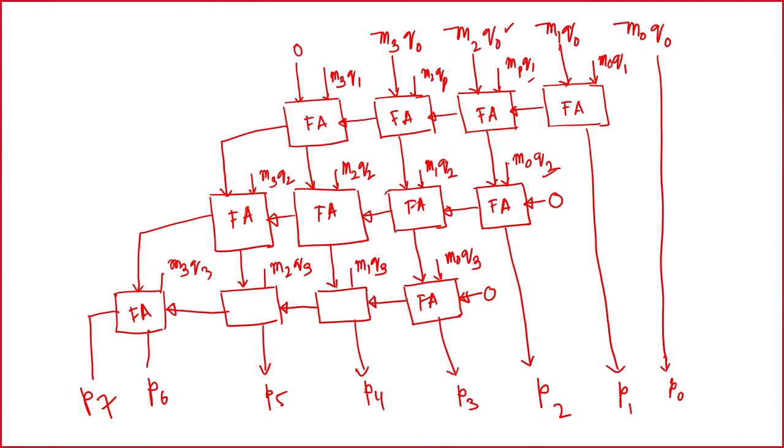Now, what will be the delay? See, here we assume that each full adder will have 2 gate delay. So, this will be 2, 4, 6, 8. So, these outputs will take 8 gate delay. After 8 gate delay, this output will come. So, it will take another 2 gate delay and then another 2 gate delay to reach here. So, the gate delay will start from here and then it will propagate here, here and then up to P7. So, total gate delay will be like that.